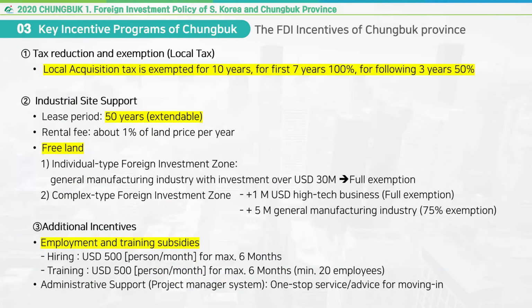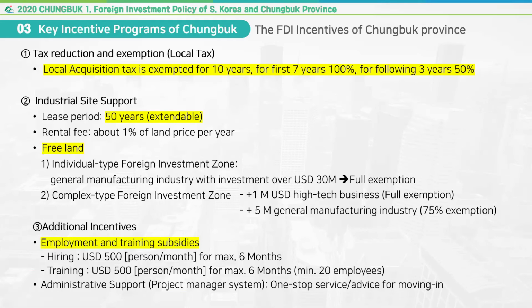In the next two slides, I want to explain the incentive program specific to Chungbuk province. Cash grant target and amount is decided by the negotiation between the central government and local governments. However, the other three incentive programs can be different by the laws of local governments. I will explain Chungbuk's incentive programs on those three parts.